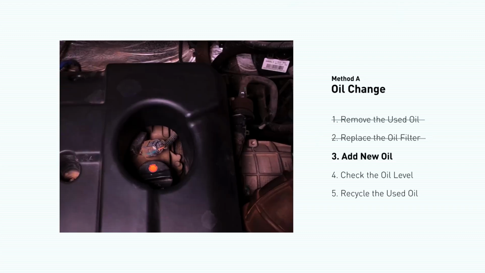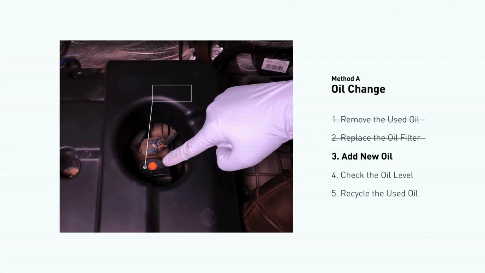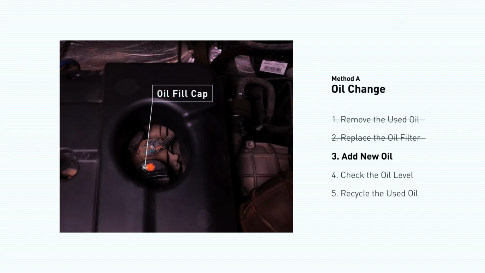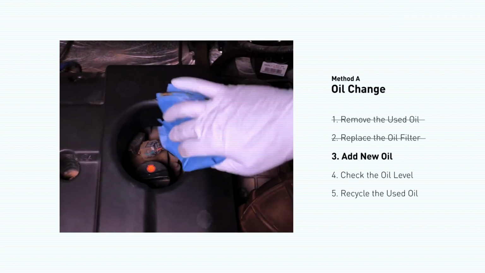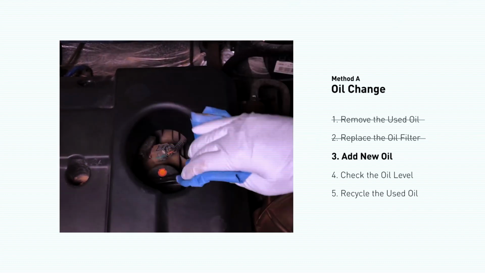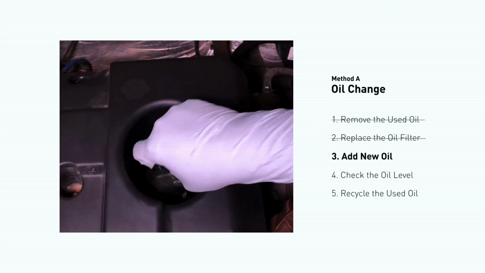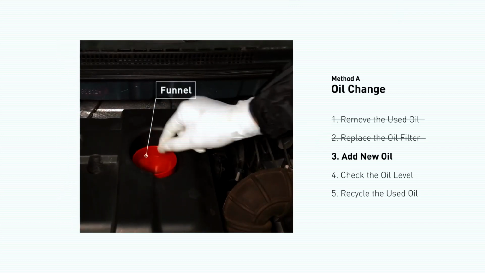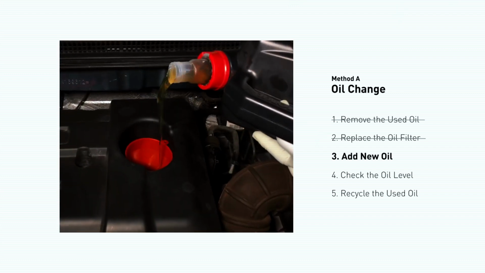To fill the vehicle with fresh oil, you should first locate your oil fill cap at the top of the engine. Take the cap off. Place the funnel into the opening. Add the amount of oil specified in your owner's manual, and then replace the cap.